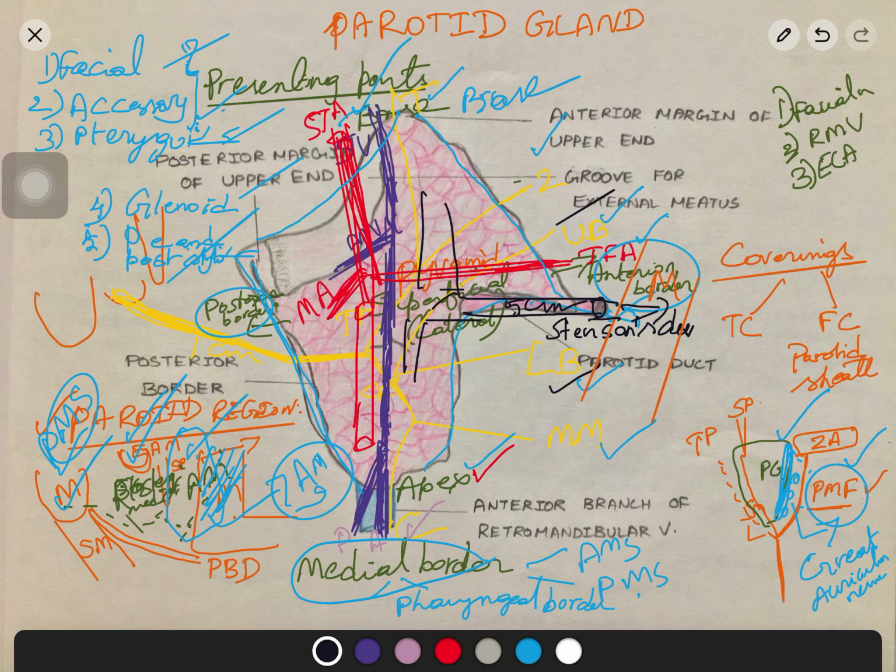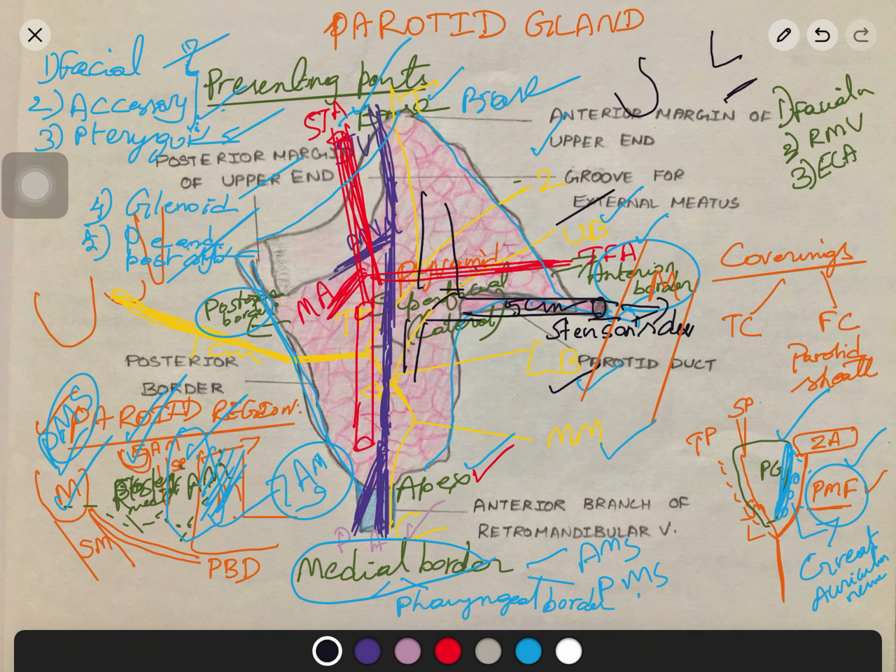This oblique course of the submucosal part of the duct acts as a valve and prevents the inflation of the duct during violent blowing. The surface anatomy of the duct is represented by the middle third of a line. You have to draw one line extending from the lower border of the tragus of the ear to a midpoint between the ala of the nose and the red margin of the upper lip. In this line, the middle third.